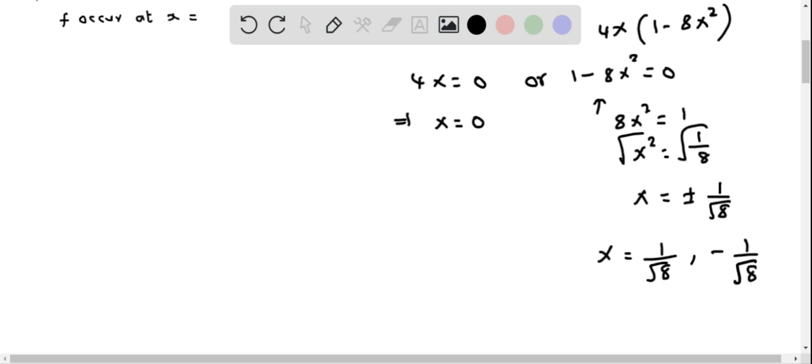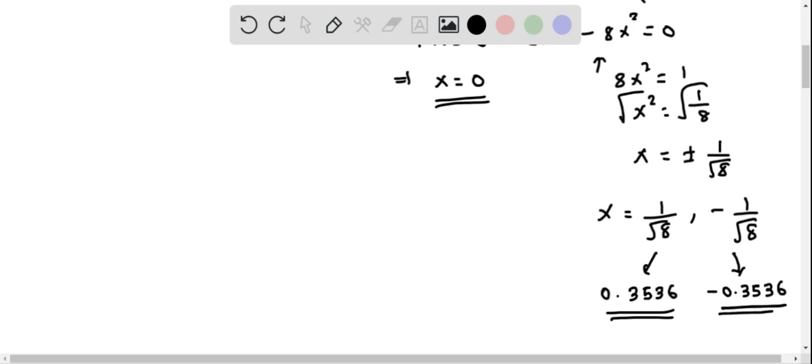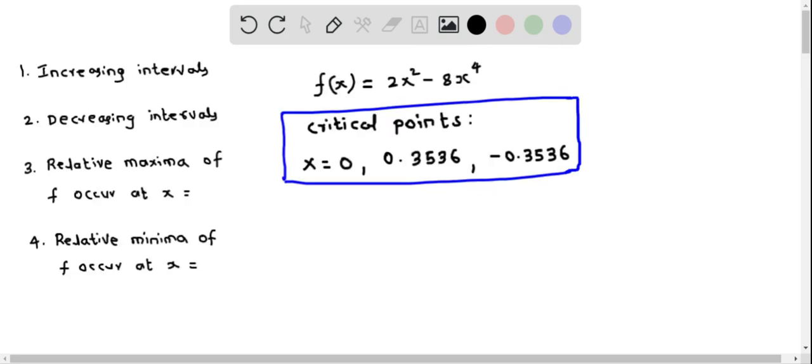In fact, we can determine the decimal equivalent. Here we approximate this value to 4 decimal places, and when we do that, we get 0.3536, and the decimal equivalent for the negative is negative 0.3536. So basically, we get the critical points as x equal to 0, x equals 0.3536, and x equals negative 0.3536. We will now see how to determine the increasing and decreasing intervals using these critical points.